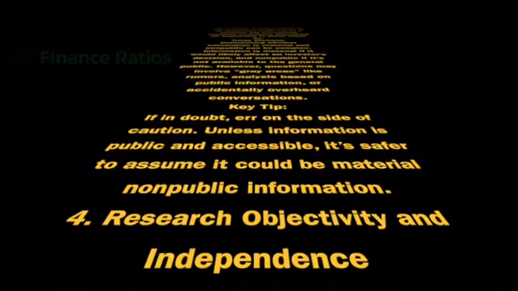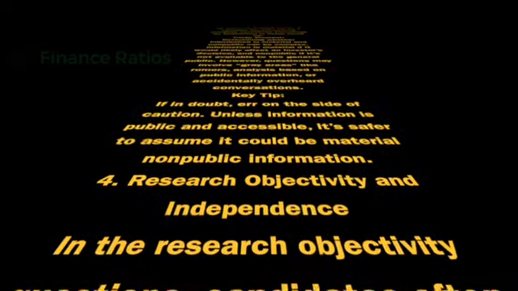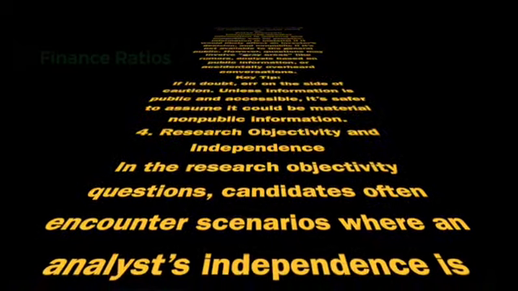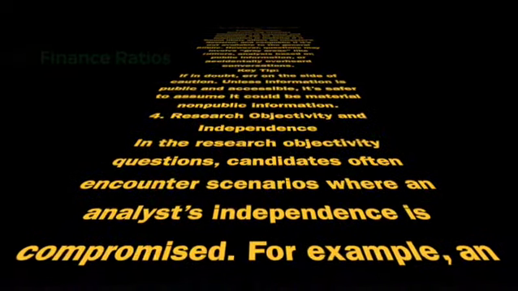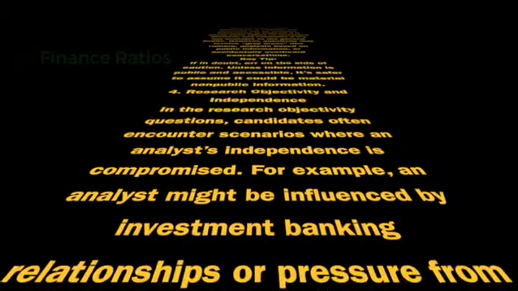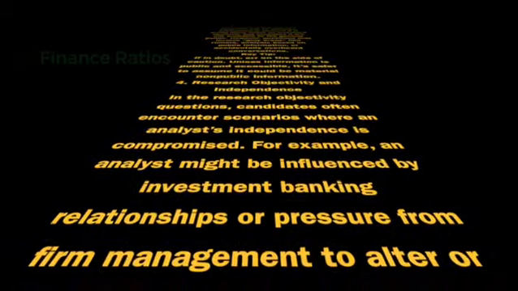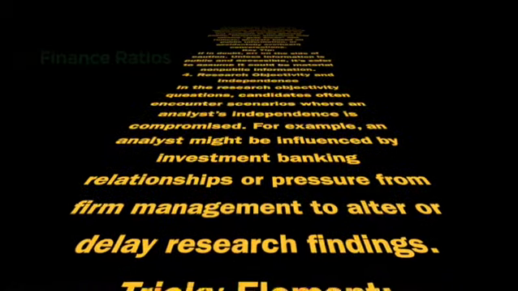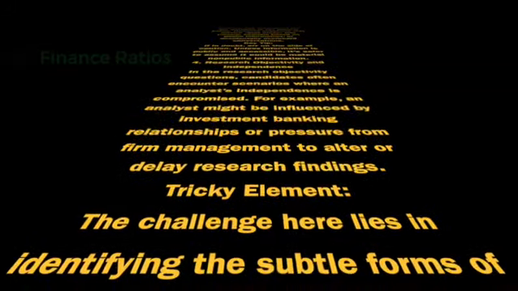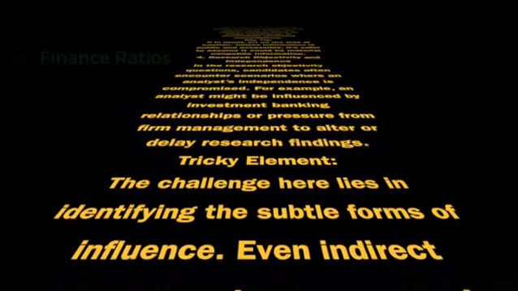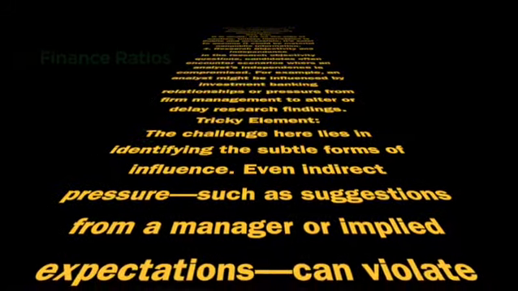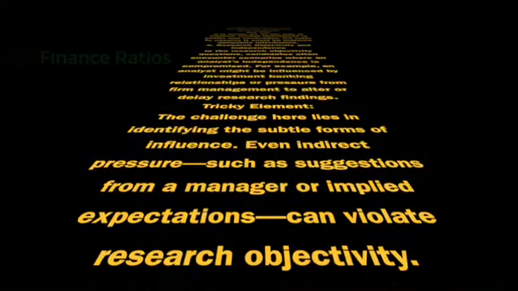Research objectivity and independence. In the research objectivity questions, candidates often encounter scenarios where an analyst's independence is compromised. For example, an analyst might be influenced by investment banking relationships or pressure from firm management to alter or delay research findings. Tricky element: the challenge here lies in identifying the subtle forms of influence. Even indirect pressure, such as suggestions from a manager or implied expectations, can violate research objectivity.